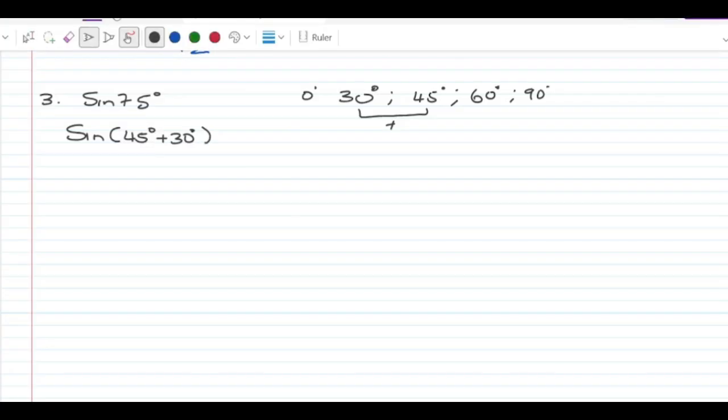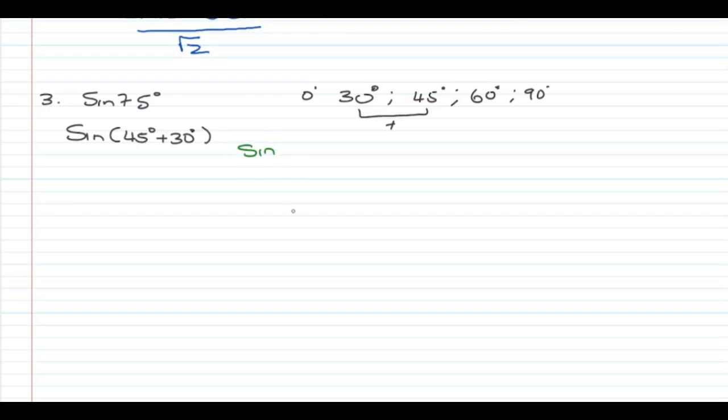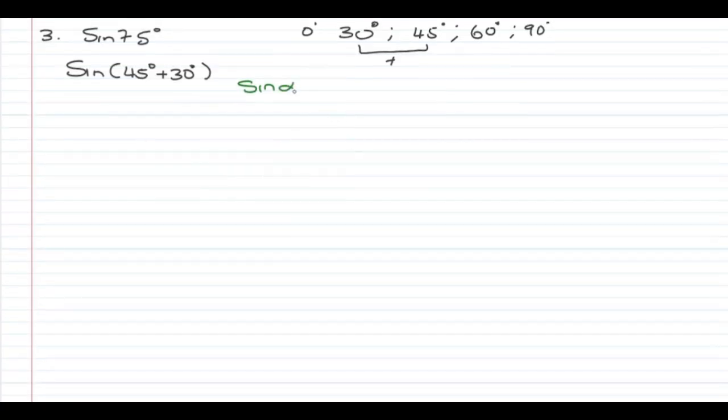Now what is the formula for the compound for sine? The compound for sine is going to be the sine of alpha plus beta. This equals the sine alpha, the cos beta. The sine remains the same. We're going to add the cos of alpha, the sine beta. When I look at this, this will be my alpha, this will be my beta.